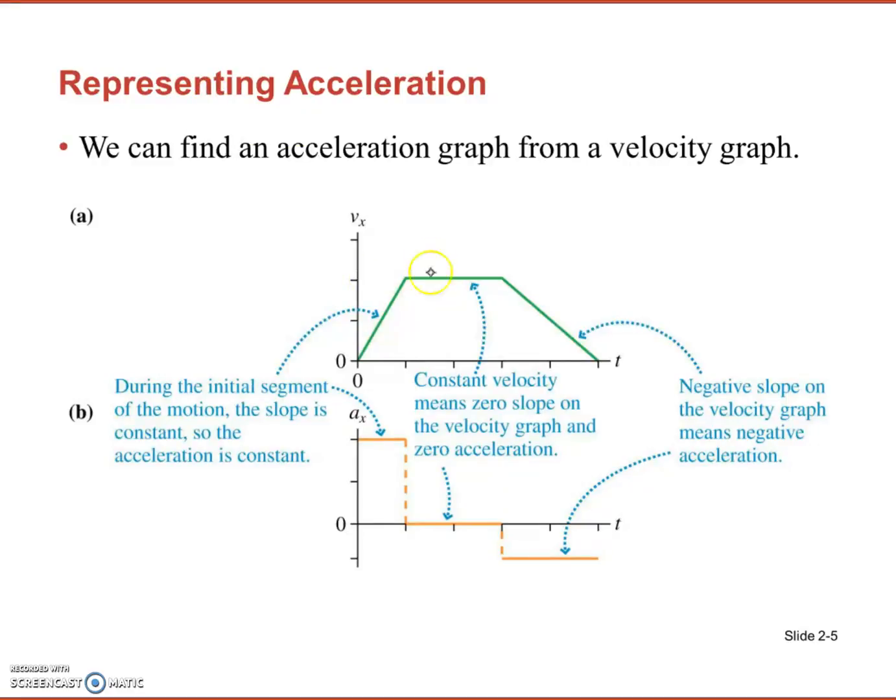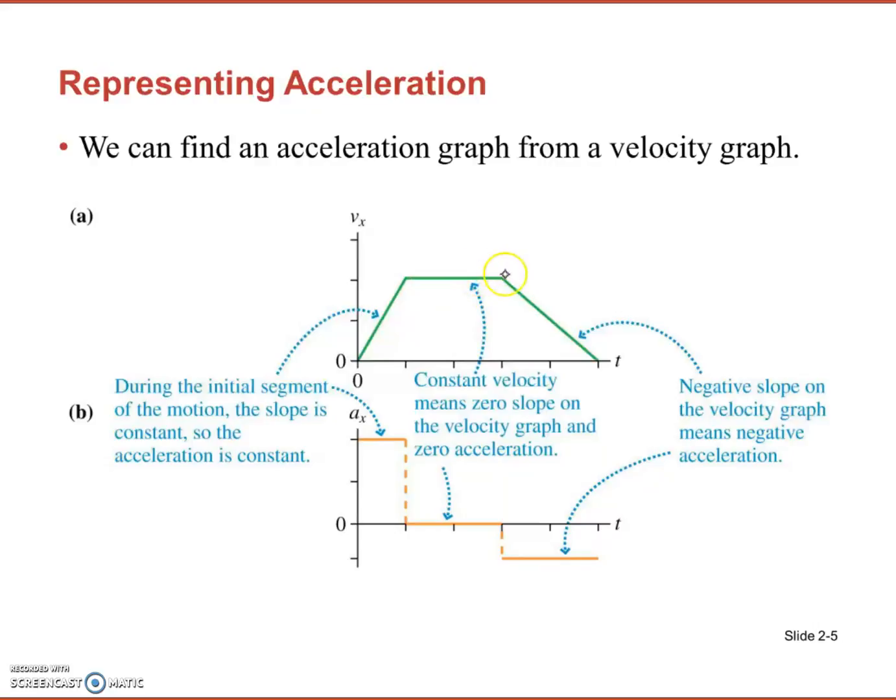In this case, in this first unit of time, we see that the velocity increases linearly, which means we have a constant slope. Constant slope in velocity means a constant acceleration. Remember, the slope of the velocity graph is the acceleration. So we have a positive acceleration. We're above the origin, positive value for acceleration, and it's constant.